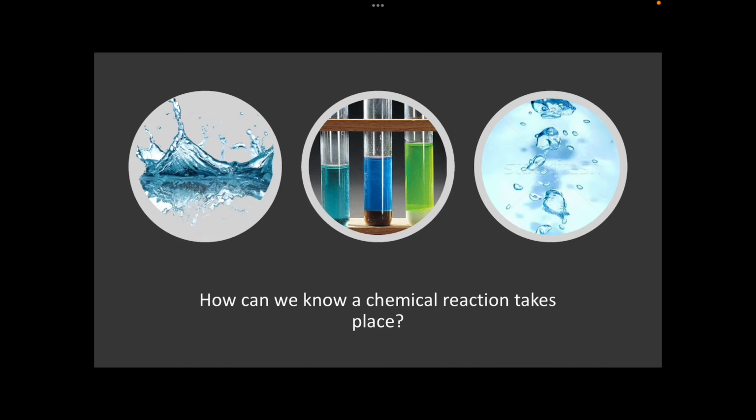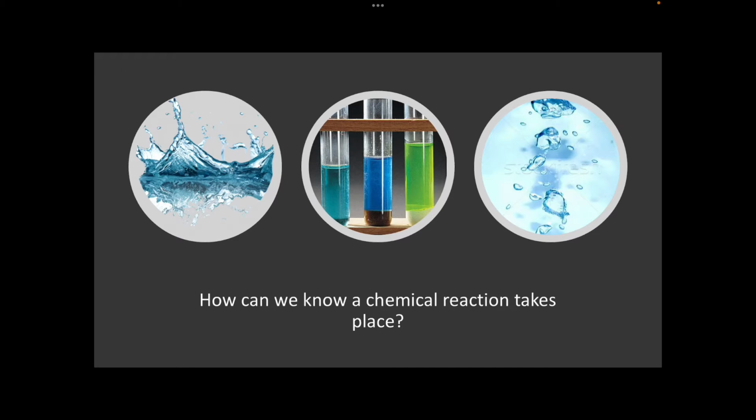Just to refresh your mind, we have previously learned how to predict the final products by the double replacement reaction. It's simply just the exchange of the cations and anions of the reactants in the solution. But how do we know that the chemical reaction actually happens?